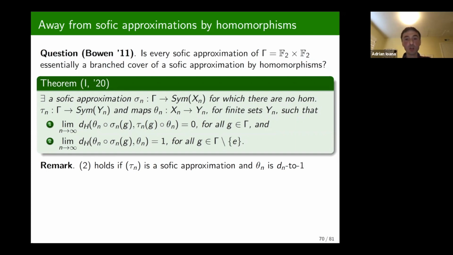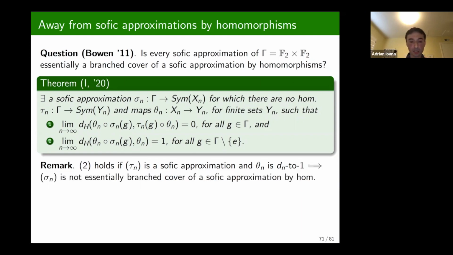Okay, so in particular, you can find a Sophic approximation of gamma for which there are no homomorphisms. So in particular, you get a Sophic approximation which doesn't admit a factor, which is a Sophic approximation by homomorphisms. Because if tau n were a factor, then of course this equivariance holds precisely. So this is 0, and the second condition holds as well, as I just mentioned. So this is the consequence that I mentioned.